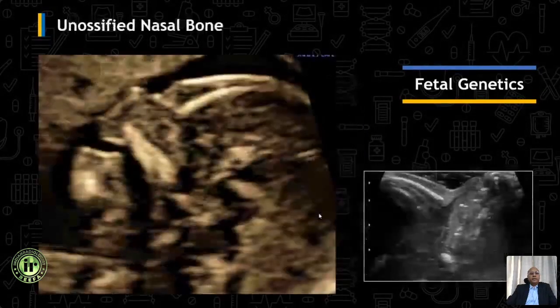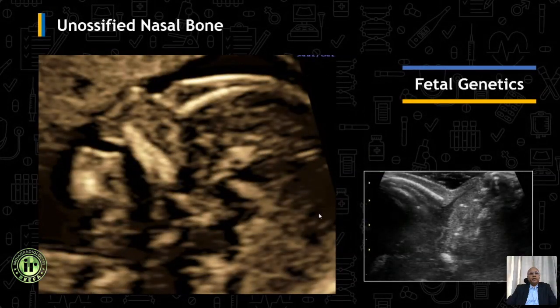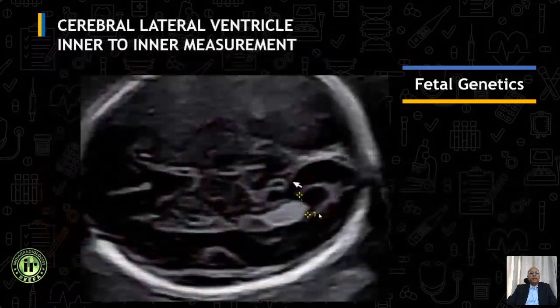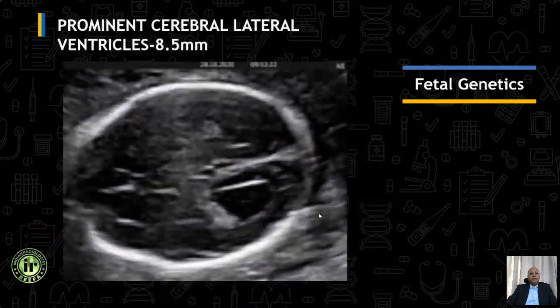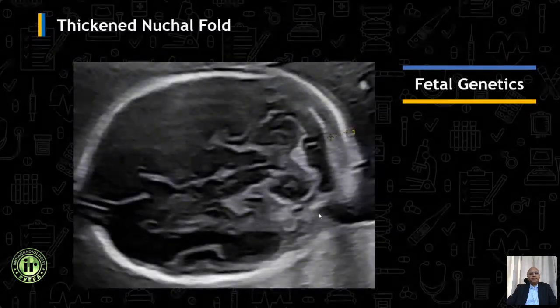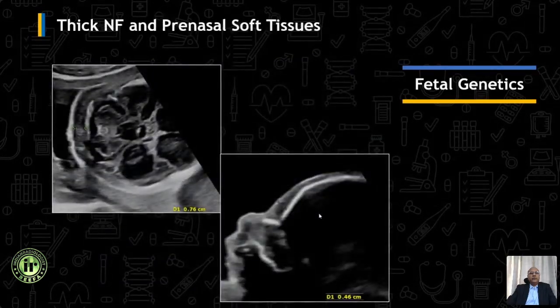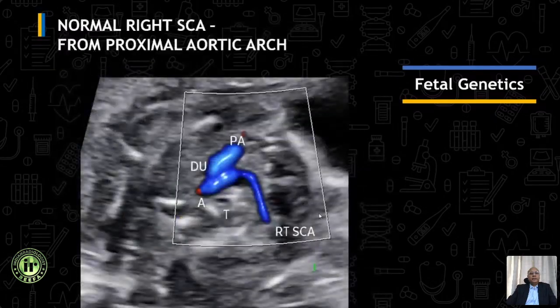The first marker is the nasal bone, which can be absent and which will be called an unossified nasal bone. The second would be an enlargement of the cerebral lateral ventricle, which would be called ventriculomegaly when it exceeds 10 millimeters in the axial plane in an anterior-posterior, mediolateral direction. Third is a thickened nuchal fold, which is a measurement of the nuchal fold thickness in the axial plane.